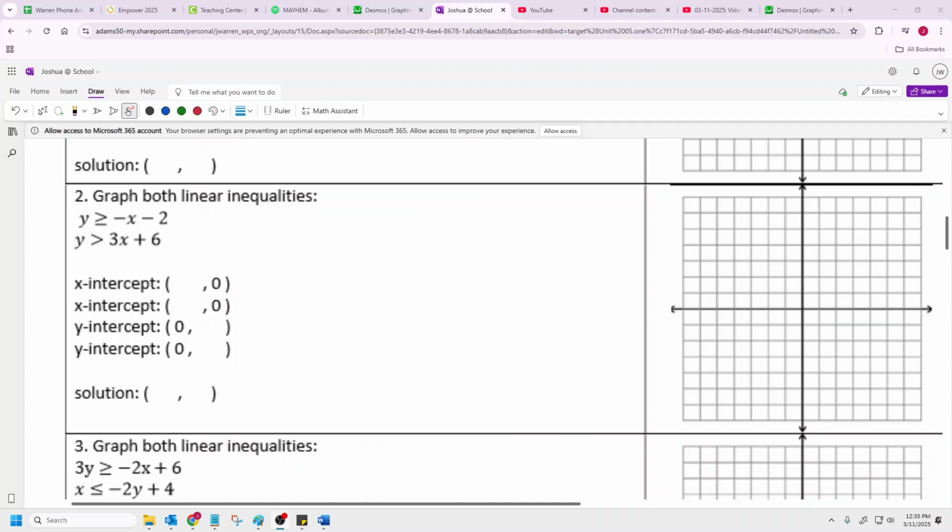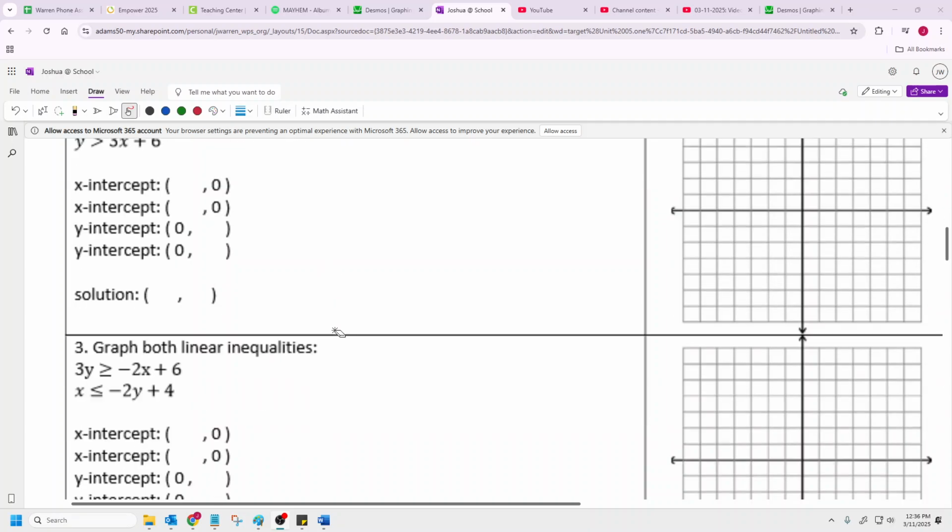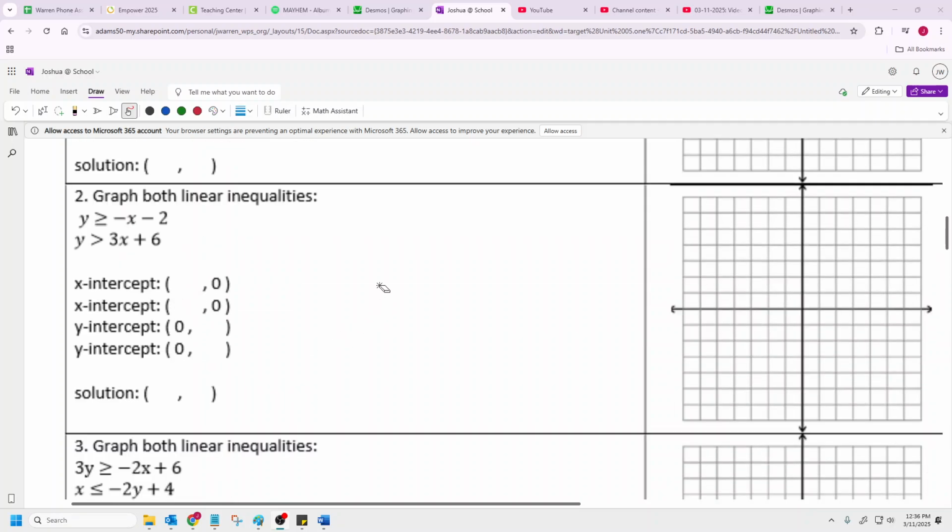All right, integrated one, we are going to go ahead and do number two. Since I modeled number one on the board, I'm going to go ahead and do number two for you. I have done number three as well, so make sure you check the videos for that also.